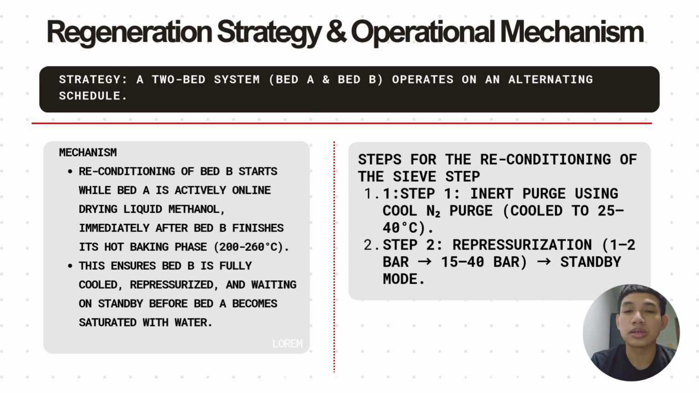So the steps are: we introduce inert purge, which is cool nitrogen at around 25 to 40 degrees Celsius, and then we repressurize the bed to around 15 to 40 bar to allow bed B to go on standby mode.